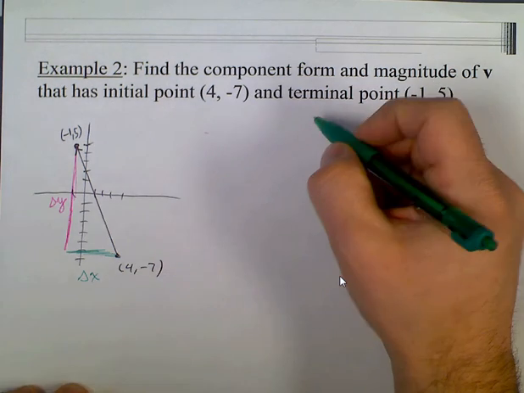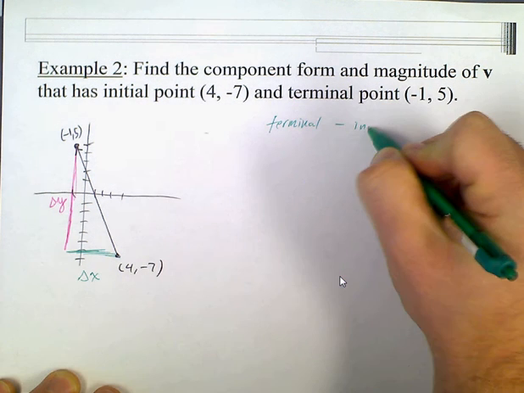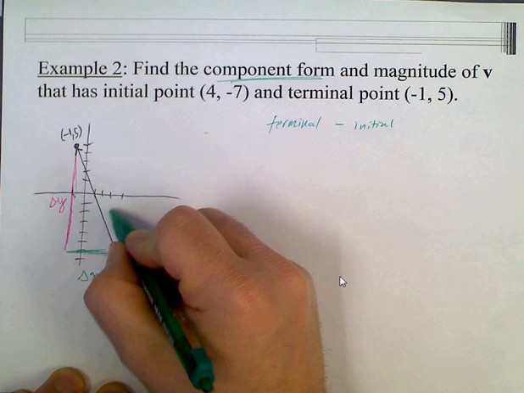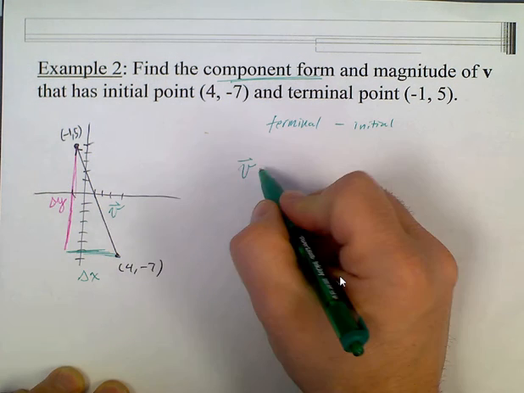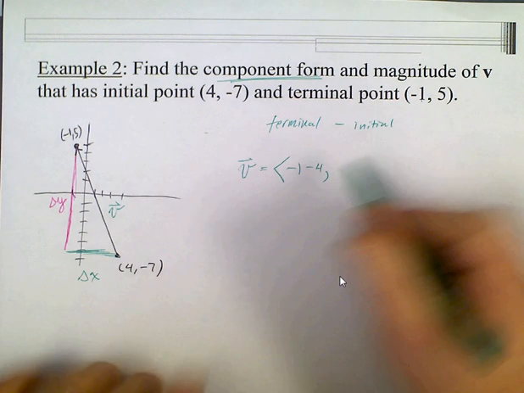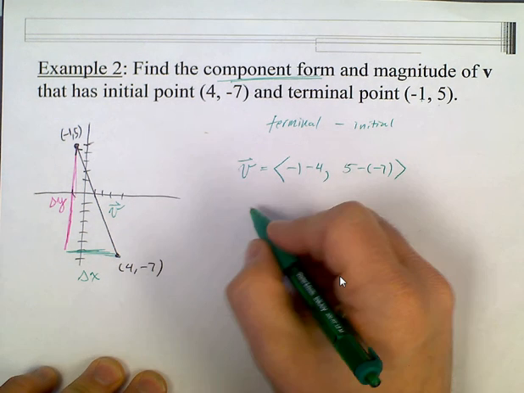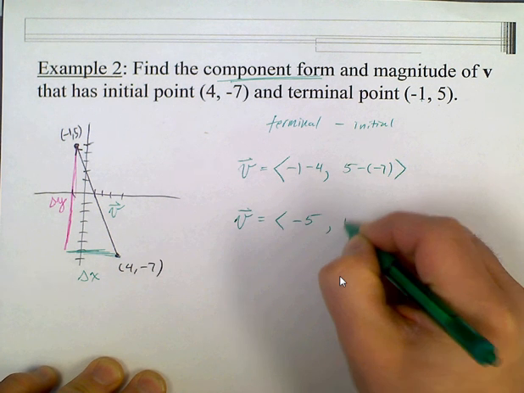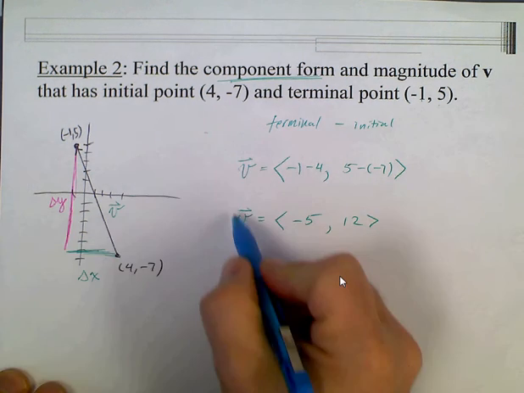So again, the operative phrase, however you want to put it, you're always going to do terminal minus initial when you're finding the component form. And so let's do it. We're going to call this one vector v, because the first letter in the word vector is v. And it's always the terminal minus the initial. So we're going to do -1 minus 4. We're going to do 5 minus -7. We're going to simplify as much as we can, which is not really terribly complicated in this instance. So we get vector v in component form to be <-5, 12>.